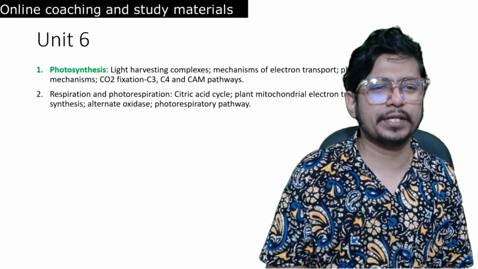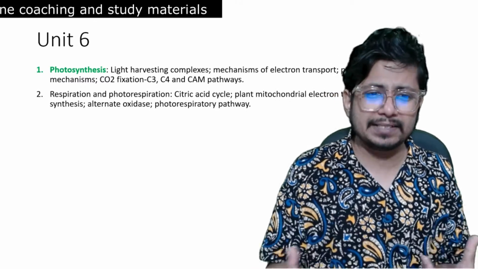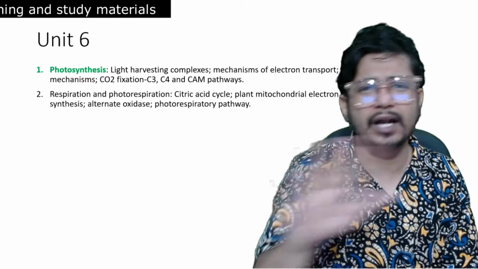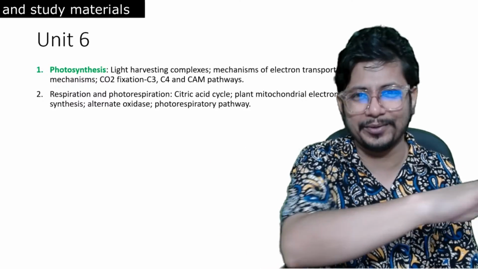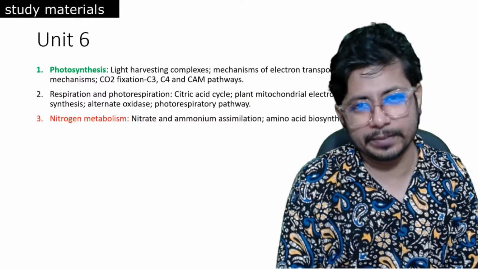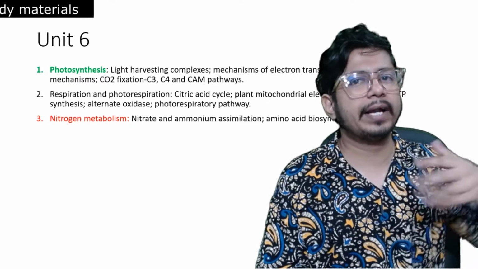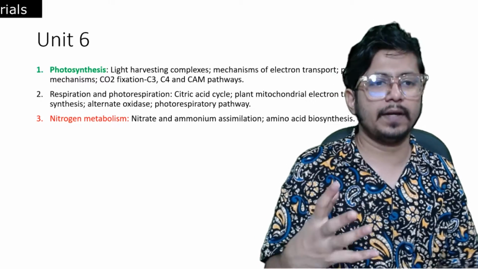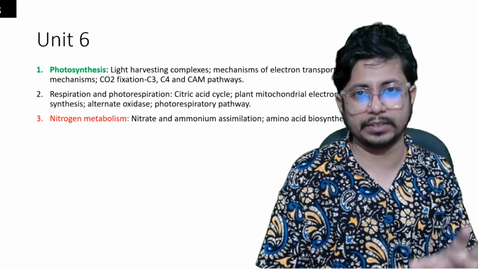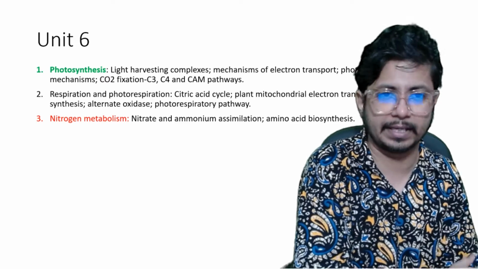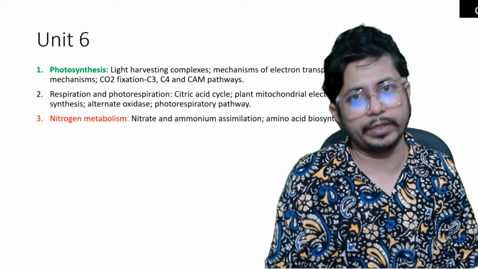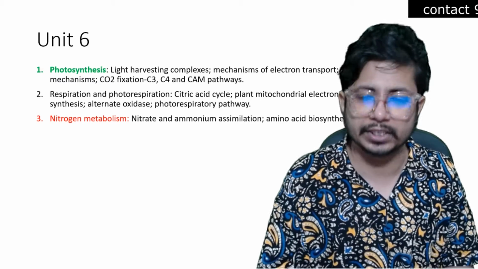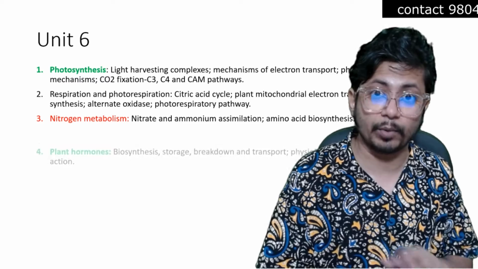The next one is respiration and photorespiration in plants, citric acid cycle, plant mitochondrial electron transport, alternate oxidase. None of them. I haven't found any question from this, so I don't even color code it. Next is nitrogen metabolism. Earlier, when we were appearing in the CSIR NET examination, at that time nitrogen metabolism was a hot cake. In every single session there were 1-2 questions from this topic. But now, for the previous 3-4 examinations we are observing, there's no more question from this, so I put nitrogen metabolism in the red color code. Nitrate and ammonium assimilation and amino acid biosynthesis part is not that important anymore.